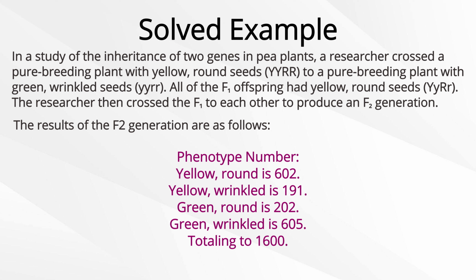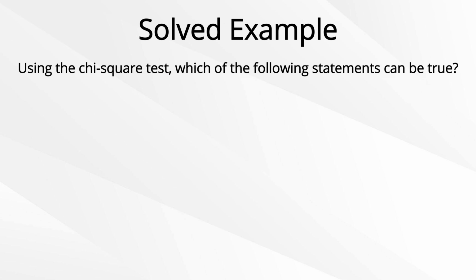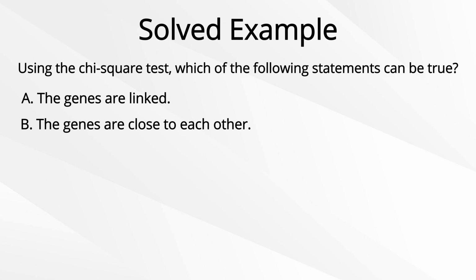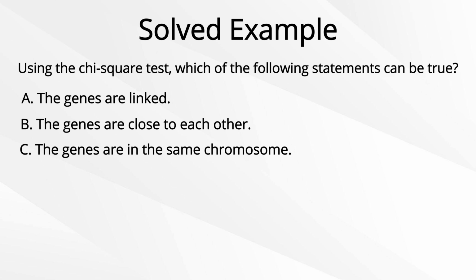The results of the F2 generation are as follows. Phenotype number: yellow, round is 602. Yellow, wrinkled is 191. Green, round is 202. Green, wrinkled is 605, totaling 1,600. Using the chi-square test, which of the following statements can be true? Option A, the genes are linked. Option B, the genes are close to each other. Option C, the genes are in the same chromosome. Option D, all options can be true.